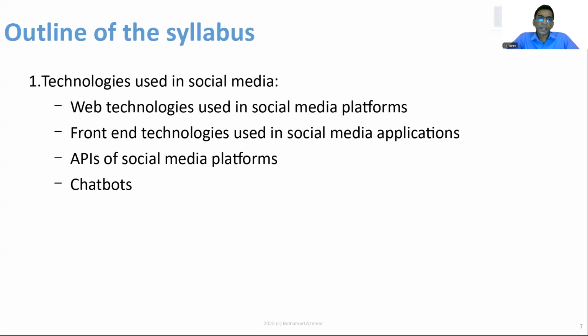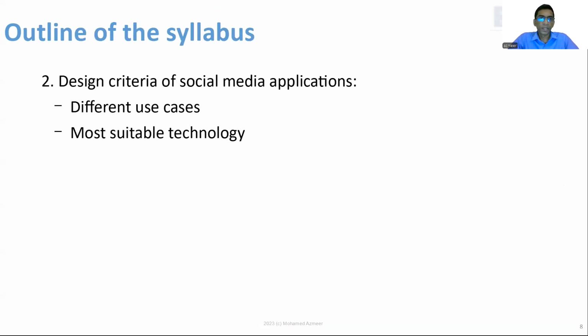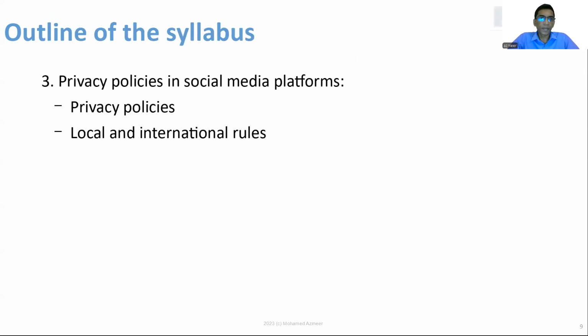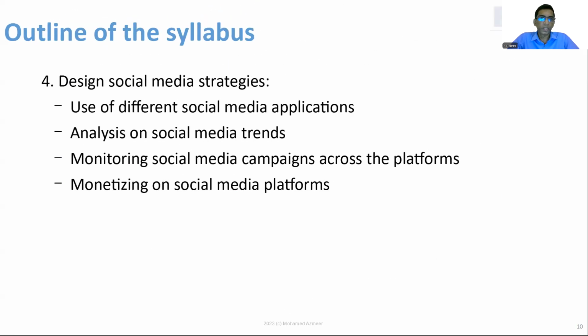And these are the outlines. So if you take the first one, technology used in social media, we are looking at front and back end, APIs, chatbots. This is about design criteria, and then the privacy policies, and of course, the design of social media strategies. So these are the background of this unit.